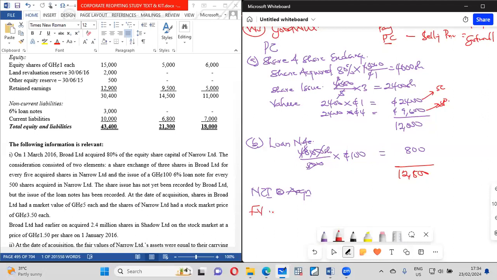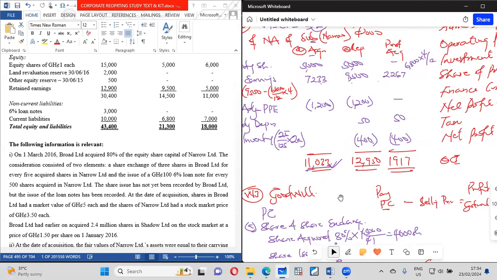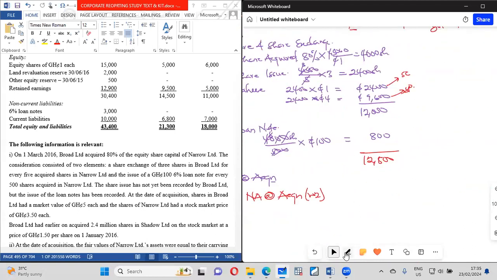Fair value of net asset. We are less in fair value of net asset at acquisition. Now, what is the fair value of the net asset at acquisition? We had it in our workings too, didn't we? Now, the fair value of the net asset of the subsidiary is 11,033. But we didn't buy everything. We didn't buy everything. All right.